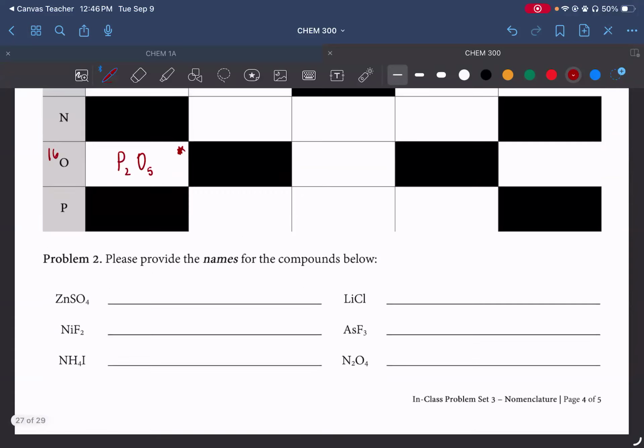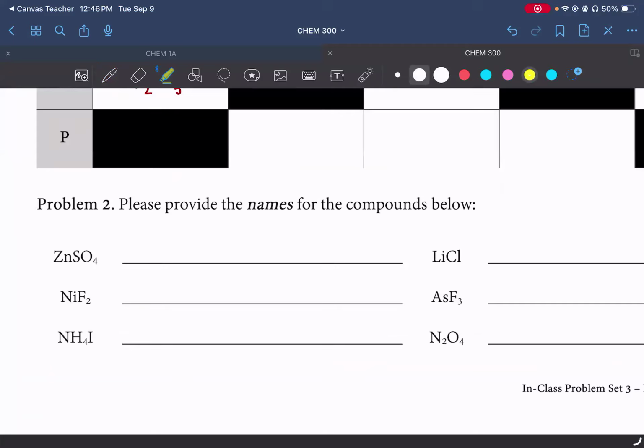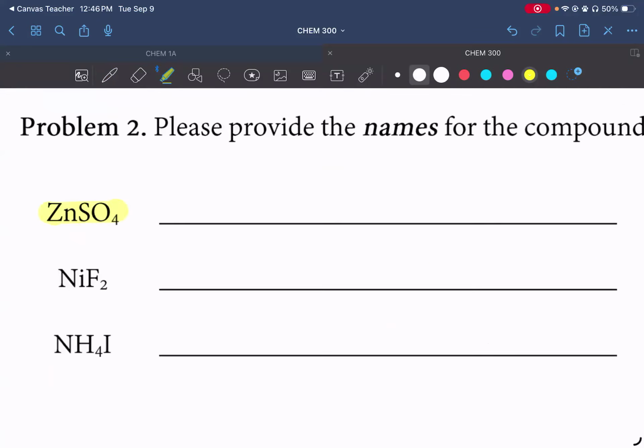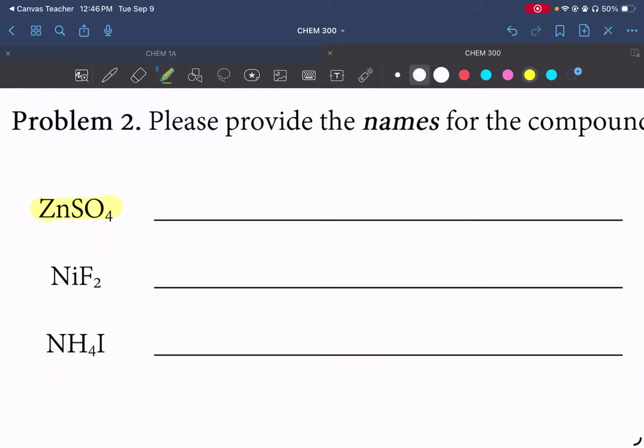Okay. I'd like to do just a couple from problem 2. I'm going to specifically do these 3 that I've highlighted. All right. First up, we have ZnSO4. You should be able to very quickly recognize SO4 as a polyatomic. Take a second to try to find Zn on the periodic table. Zn is a transition metal. It's number 30.